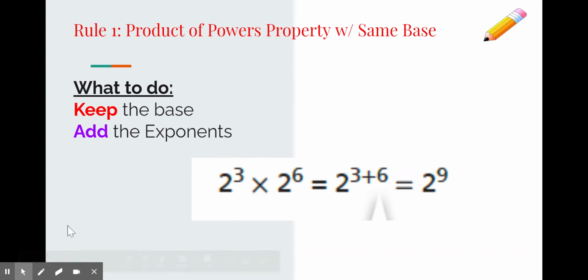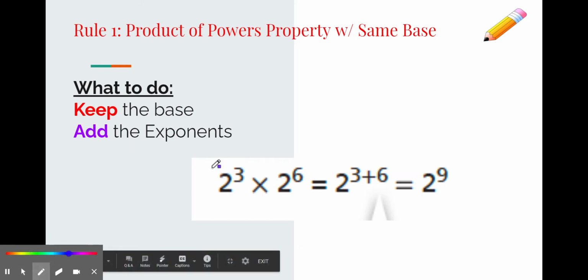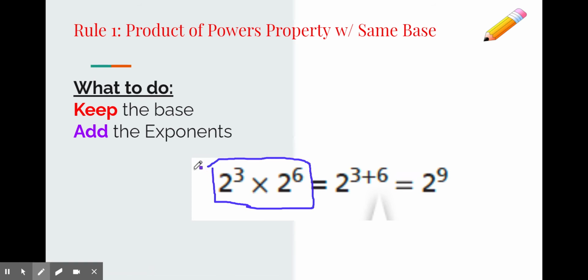So if this is our problem, 2 cubed times 2 to the 6th power multiplied together, then we add the exponents and we keep our base. So we get 2 to the 9th power. On all of these rules, anytime anything is the same, we're going to keep it the same. We're not going to change it. So again, write this down in your notebook, this part and this part.